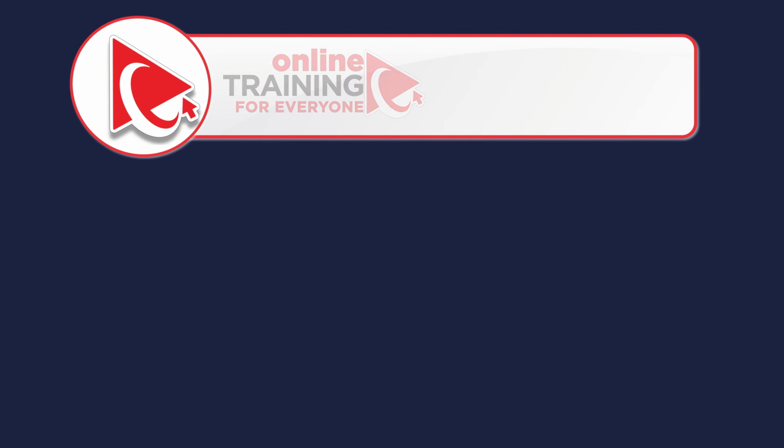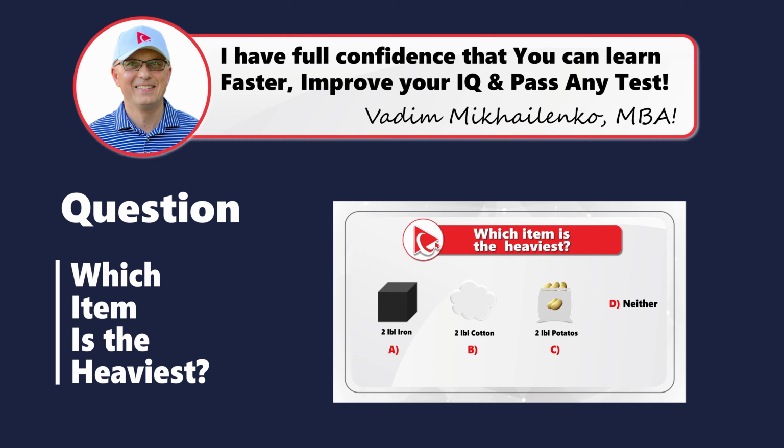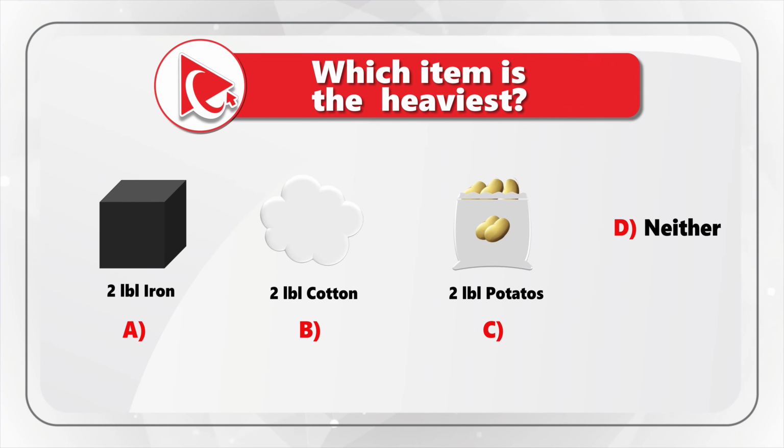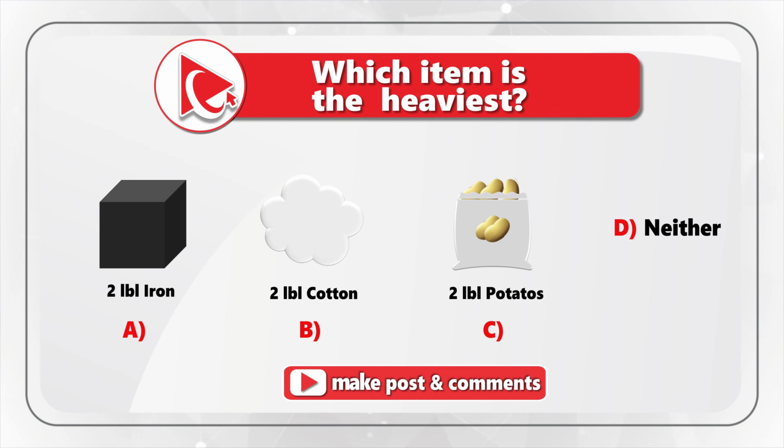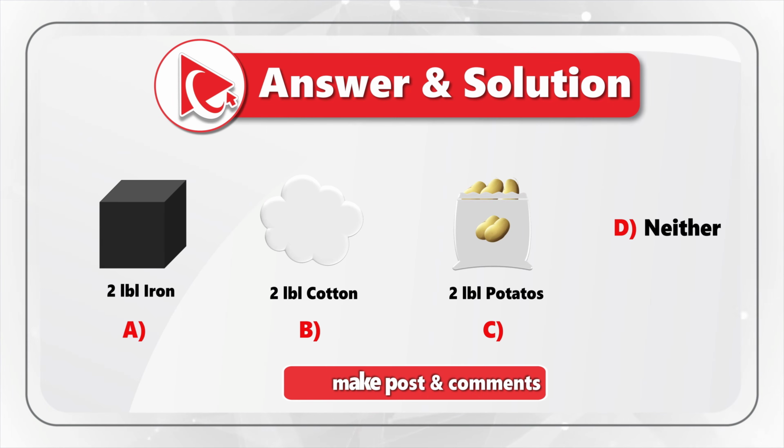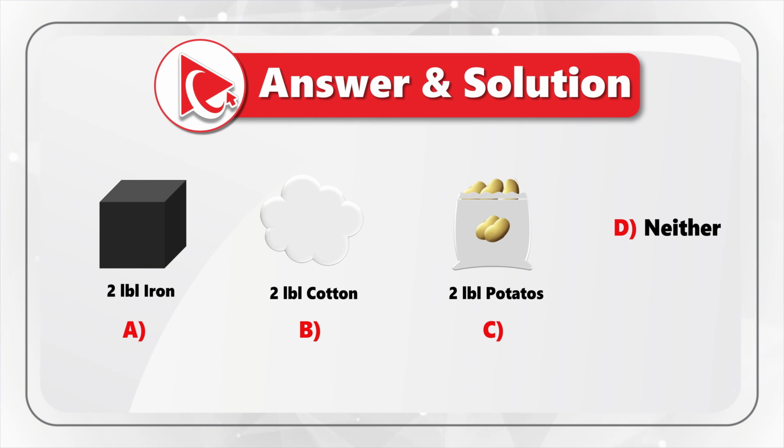I am pretty sure you already have an answer by now, so I'm moving forward to share with you my version of the solution. And obviously, if you have a better way to solve it, please make sure to post in comments. As you might have figured out, all three objects, 2 pounds of iron, 2 pounds of potatoes, and 2 pounds of cotton, will have the same weight.